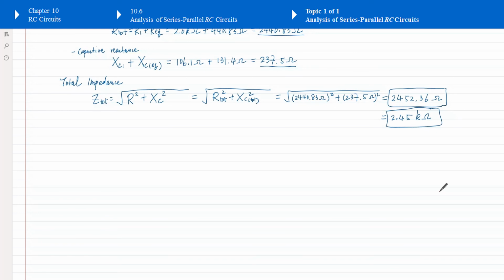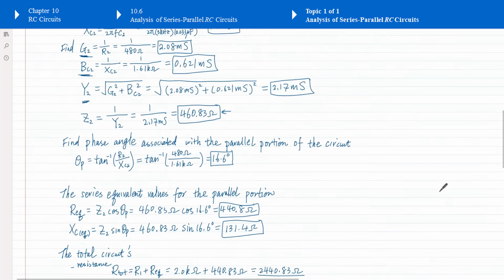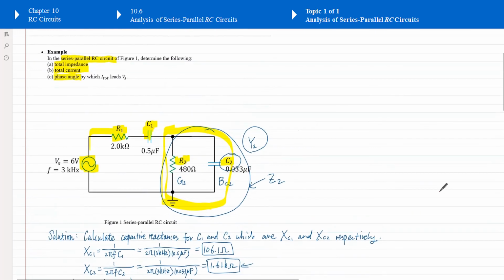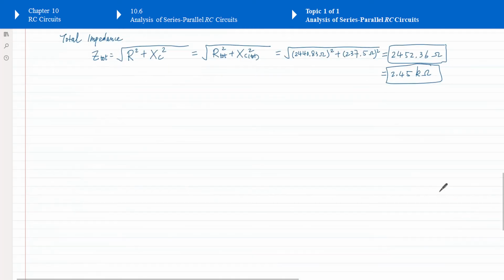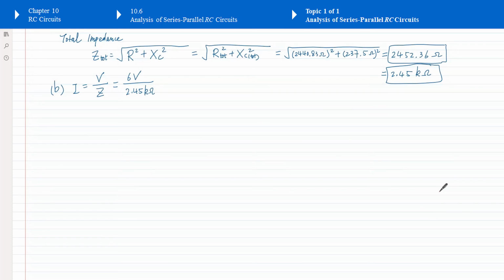Whew, lots of steps. B, we need to find the current, and then C, we need to find the phase angle. Since we already found the total impedance, current is easy. Current equals the total voltage divided by the total impedance. Since the voltage equals 6 volts and the impedance we just calculated is 2.45 kilo ohm, we got current equal to 2.45 milliampere.